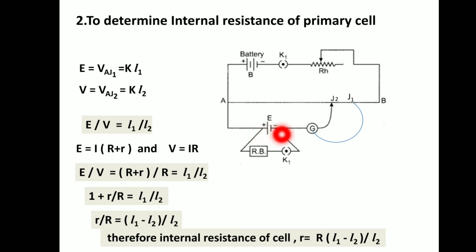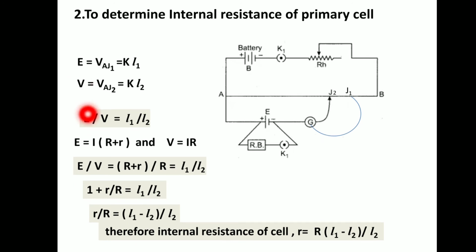If a potential drop comes, then if we slide it again, we will find that the null point will change from J1 to J2, and this null point will give us not the EMF but the potential difference, and this is equal to the potential difference between A and J2. Now remember one thing, that AJ1 will always be greater than AJ2 because EMF is always greater than potential difference. So finally E by V will be equal to L1 by L2.